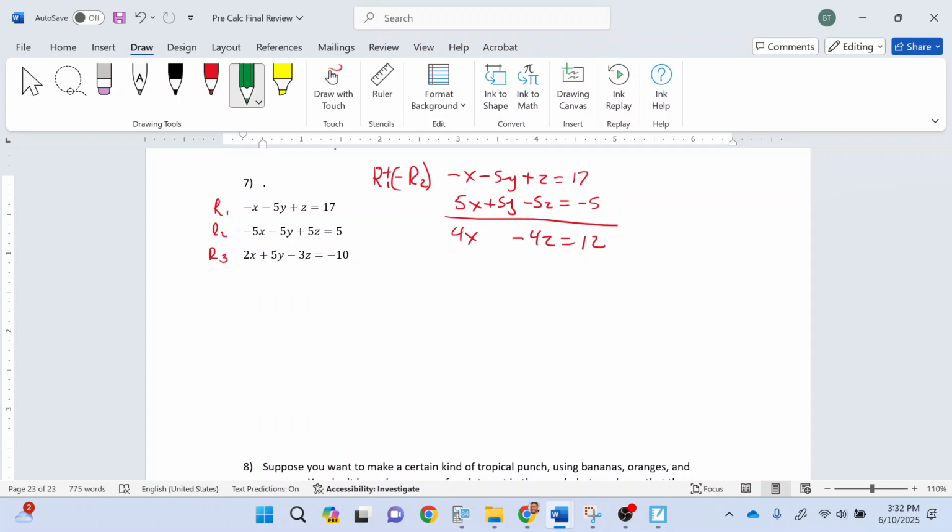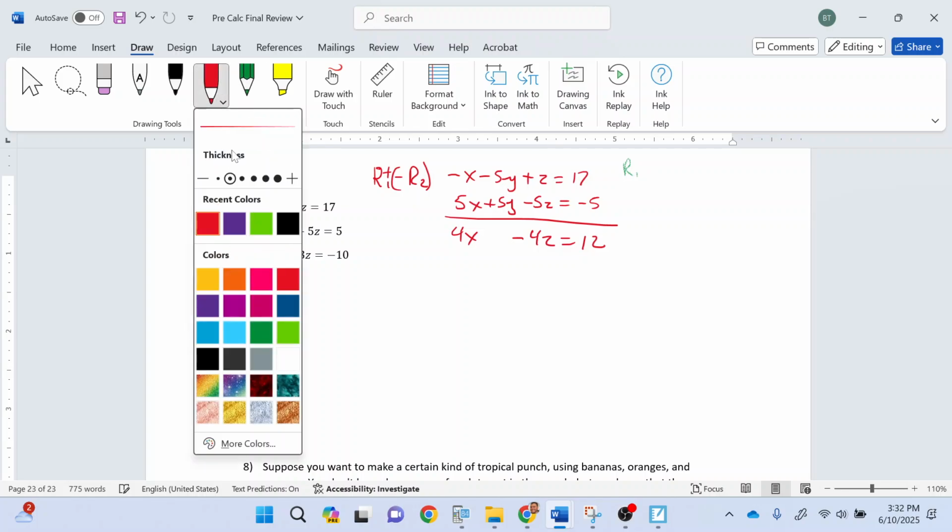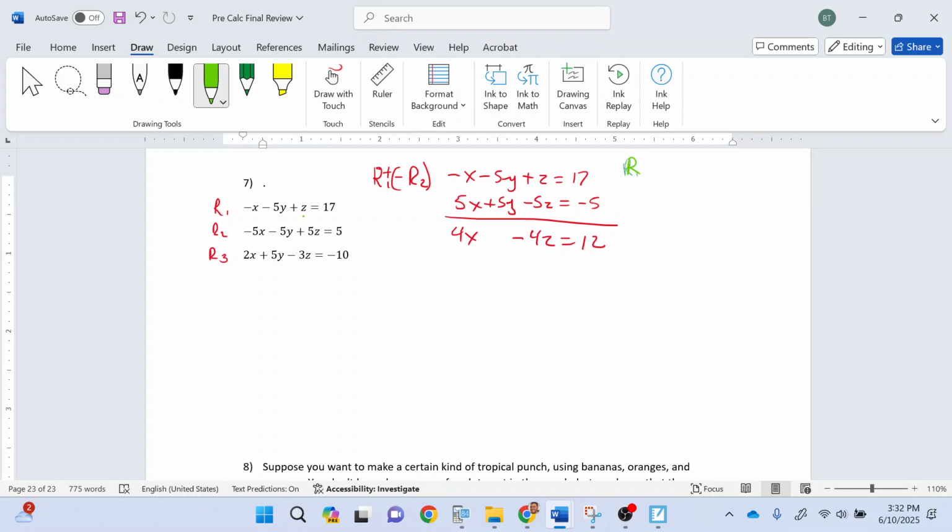So I could do row 1 and row 3. Row 1 plus row 3. So row 1 is negative x minus 5y plus z equals 17. Row 3 is 2x plus 5y minus 3z equals negative 10. So I'm going to add it down, big add. So it's going to be x, the y's cancel out, so good riddance.